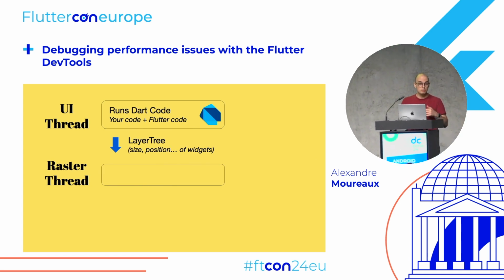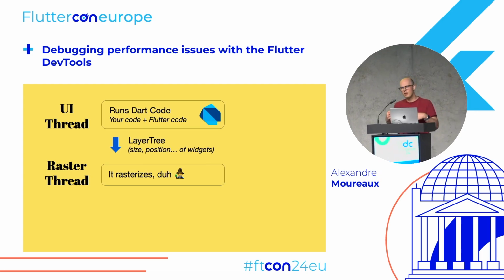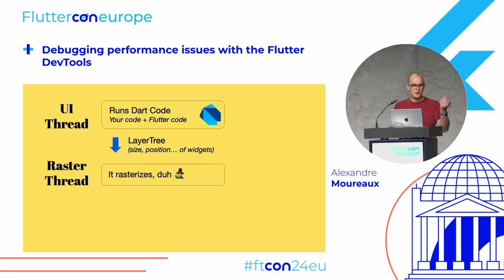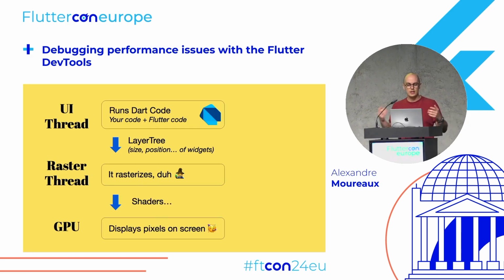And the raster thread, well, its role is to rasterize. But if you're like me and you think rasterize is kind of a big word, the thing that you need to remember essentially is that it takes the layer tree, all the sizing and position of the widgets, and translates that into pixel buffer, pixel information so that the GPU can actually display pixels on the screen.